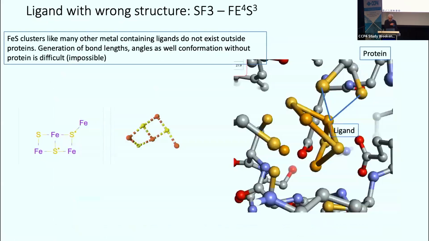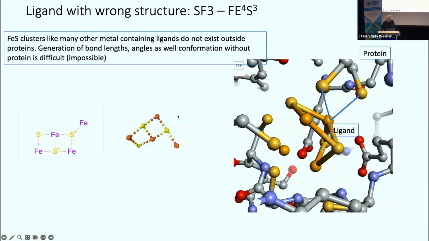So I already mentioned that one of the problems with metal-containing ligands is that you cannot deal with them in abstract form. They have to be in the protein. Context is important. Without context, you cannot generate bond lengths and angles. You have to consider context.